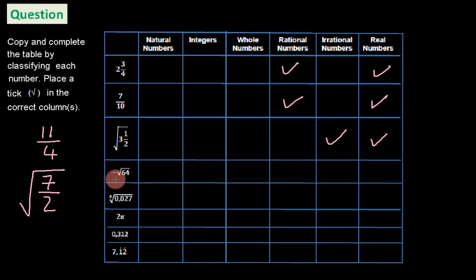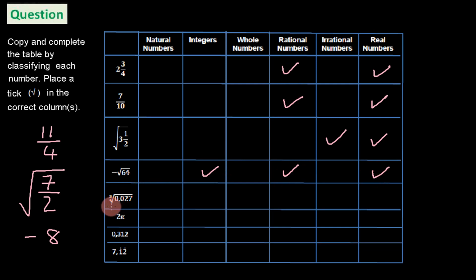Then we have negative the square root of 64. 64 is a perfect square, and the square root of 64 is 8. So this is -8. -8 is an integer. Of course, it's not a natural number or a whole number because of the negative. Now, all integers can be written as fractions. So it's also a rational number and hence also real.